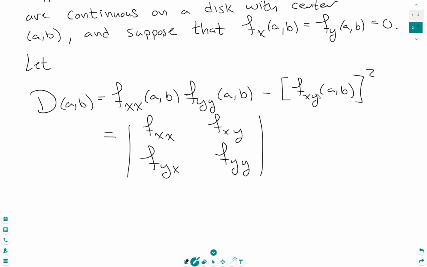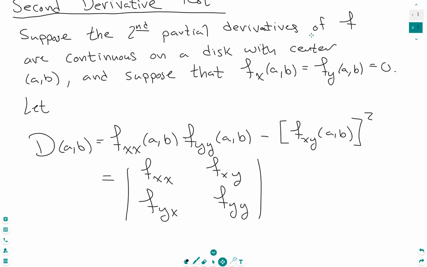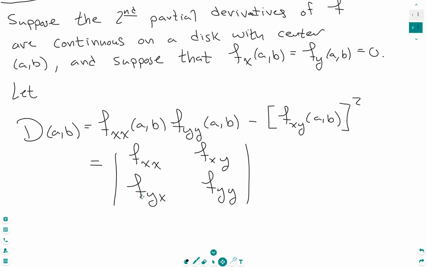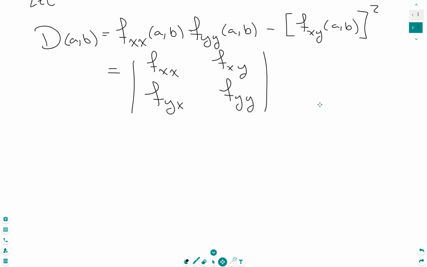And you can notice here, because we specifically said that the second derivatives were continuous around (a, b), that means that the order of these mixed derivatives here, fxy and fyx, can be rearranged. So we can say that they're the same thing, and that's why we have this squared here. Okay, so now that we've defined this D function, let's go through the options.